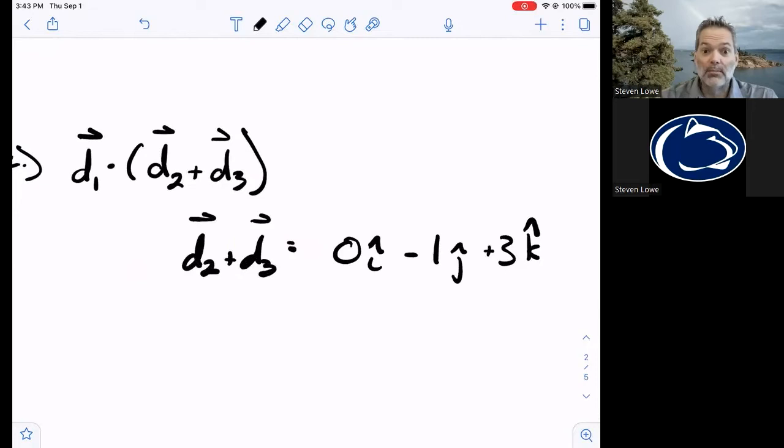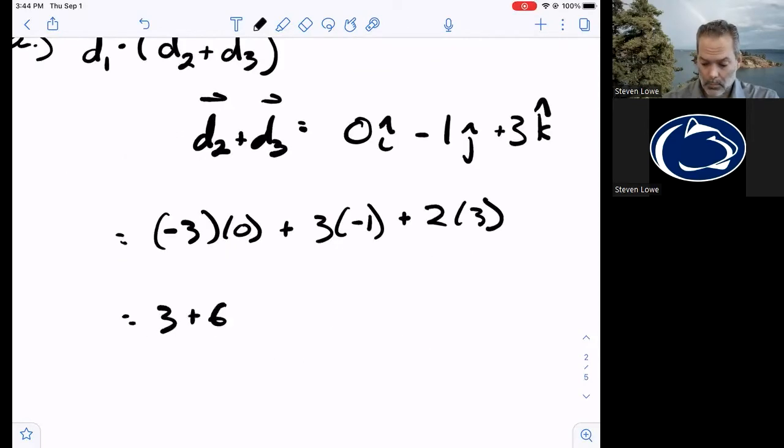When we add vectors, we simply add their individual components together. And now when we want to dot that in there, we're going to multiply each individual component by the respective component of the other vector. So when I did that, I got a total of 3 meters squared.